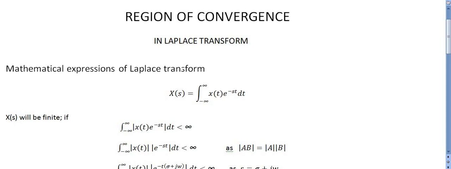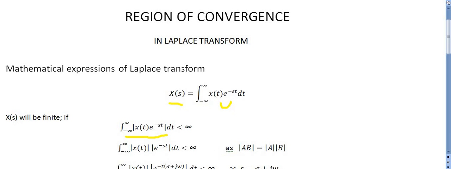Hello students, in this video we will be studying the definition of region of convergence in Laplace transform. The mathematical expression of Laplace transform is given by this expression X(s). Now this X(s) will be finite only if the absolute value of this expression will be less than infinity.